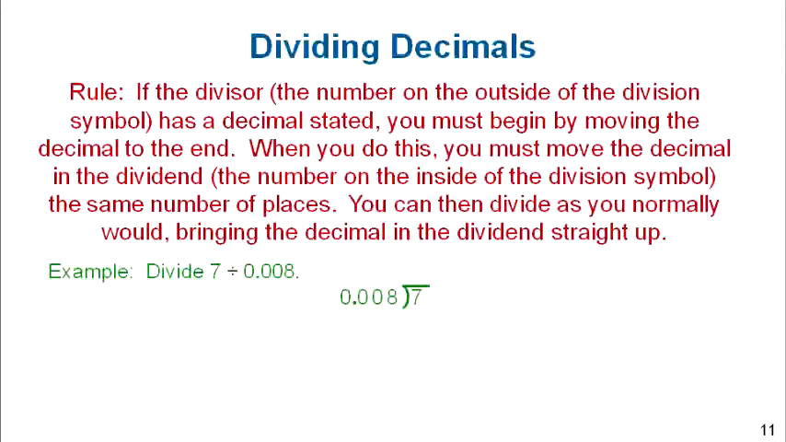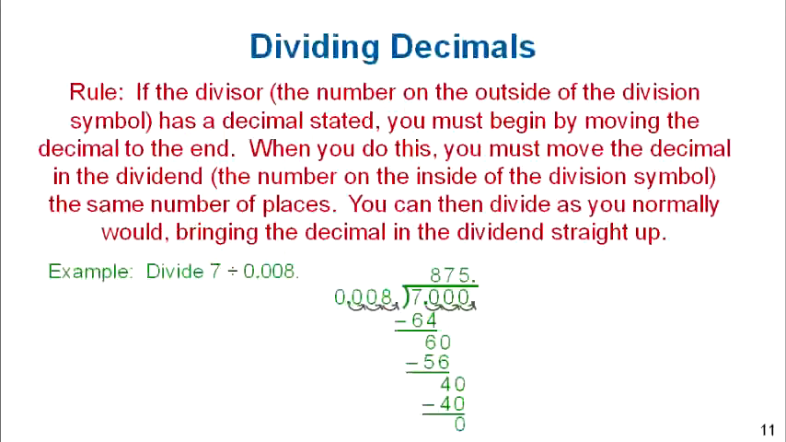Let's look at one more example that shows how we can divide decimals. In this case, I must move the decimal in the divisor 3 places to the right in order to make the divisor a whole number. And, of course, when I do this, I must move the decimal in the dividend 3 places to the right also. Note that I must put a decimal after the 7, and then add 3 zeros after the decimal in order to do this. Now I can divide 7,000 by 8.